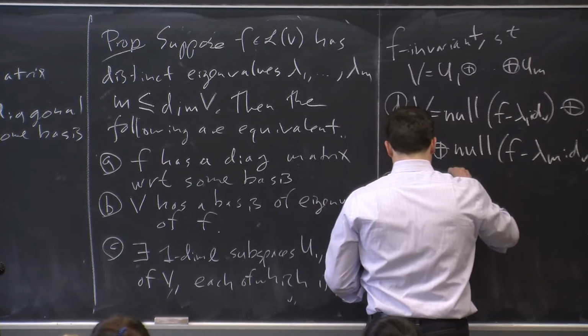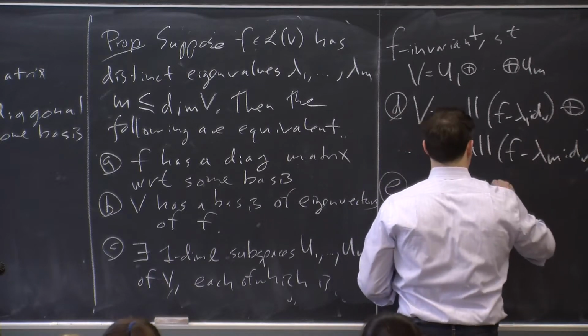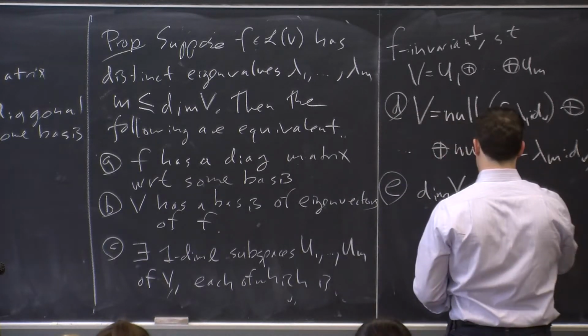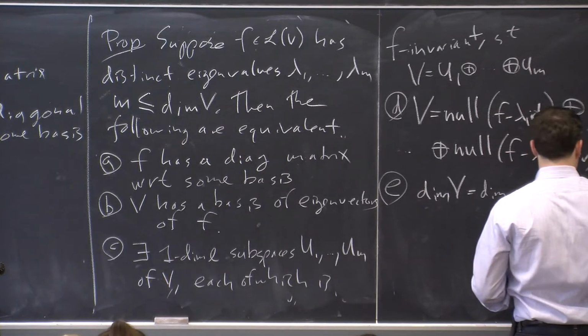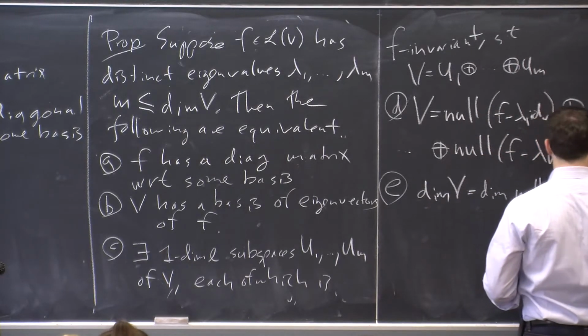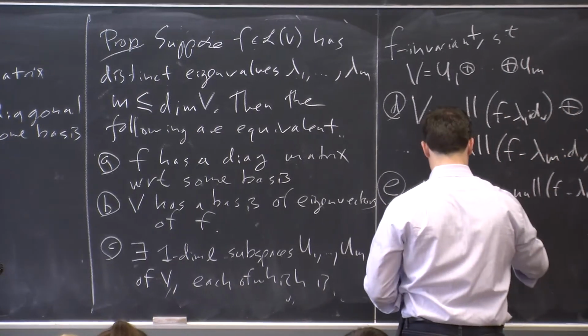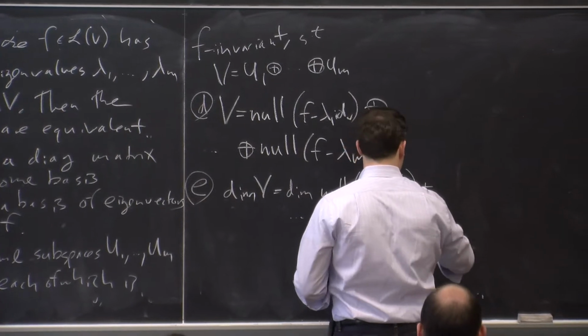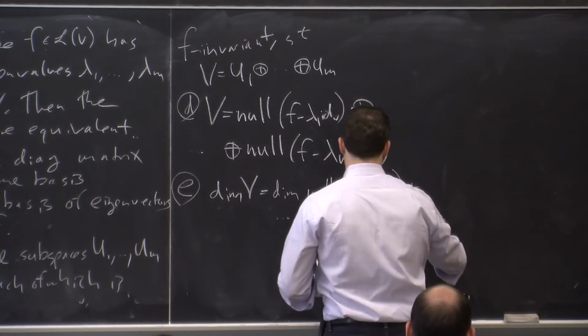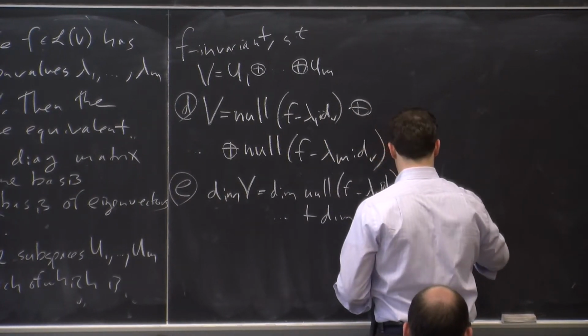And finally, we can do it by just talking about dimensions themselves in this expression. So the dimension of V is equal to the dimension of the null space of f minus lambda 1 I, plus and so on, plus the dimension of the null space of f minus lambda m I.